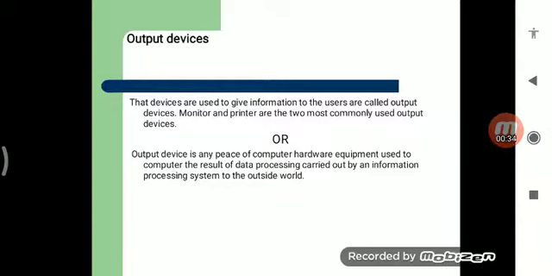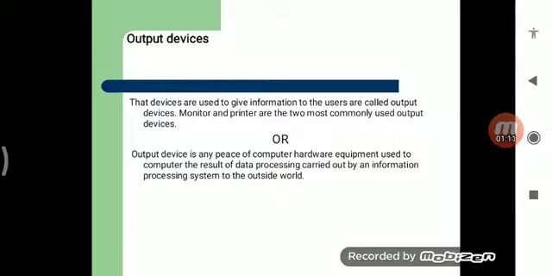The answer is that devices used to give information to the users are called output devices. Monitor and printer are the two most commonly used output devices. In other words, an output device is any piece of computer hardware equipment used to communicate the result of data processing carried out by an information processing system to the outside world.